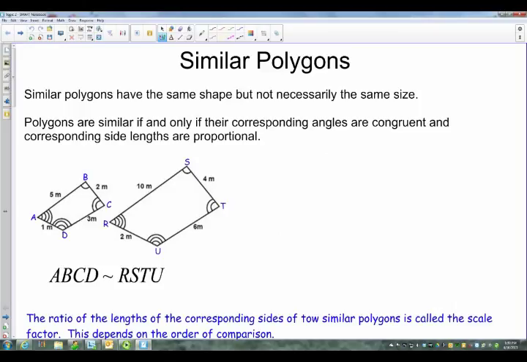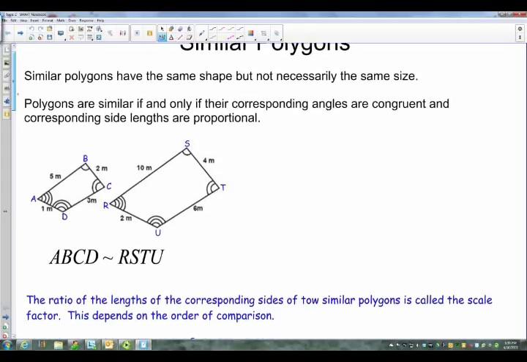So what a similar polygon is are things that have the same shape but not necessarily the same size. So think two things that look exactly the same, but one is smaller or larger than the other. Okay, now we've got a definition here that's really important to understand. Polygons are similar if and only if their corresponding angles are congruent and the corresponding side lengths are proportional.